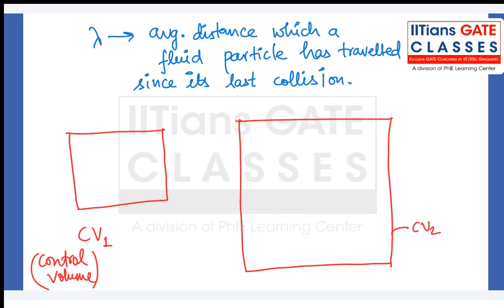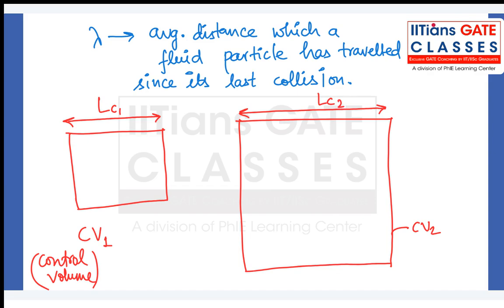Each of these control volumes have their dimensions. These dimensions which affect the most in a system are called as characteristic dimension, LC1. And let us say these are the sides of these cubes or squares, whatever it is, LC1 and LC2.